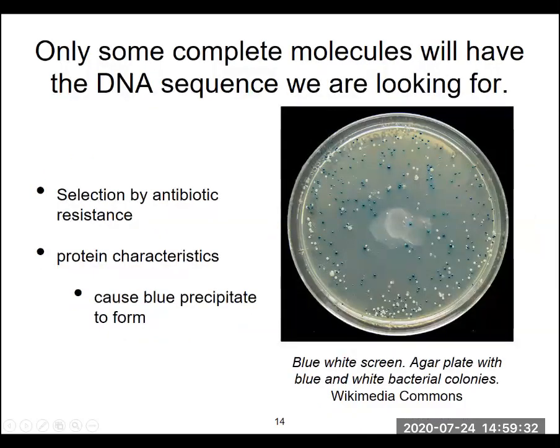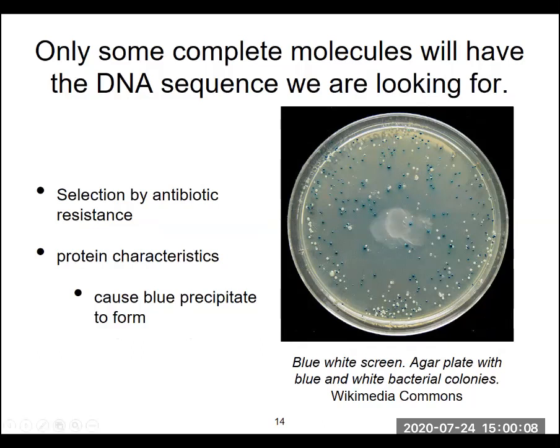So if we take a look at this, only some of these recombined molecules are going to have what we're looking for. And so we're going to look at the markers. This is a plastic dish. It's got some nutrient food source referred to as agar on it, and we're growing bacteria. Each one of these little clustered clumps is going to be bacteria coming from a common progenitor, a common ancestor, if you want to think about it that way. And what we can see is that we've got some that are white and some that are blue.